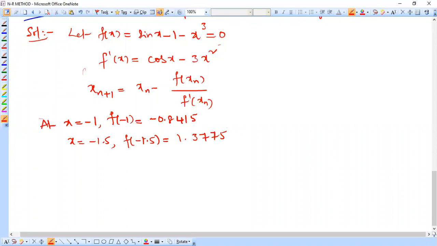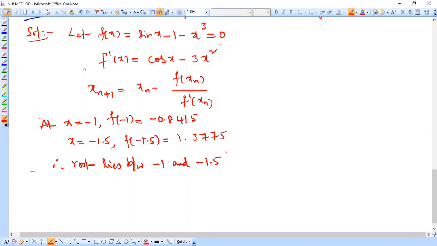That means what we observe is a root lies between minus 1 and minus 1.5. So what will be our initial approximation? You may choose it as minus 1, you may choose it as minus 1.5, you may choose it as minus 1.2, minus 1.3, minus 1.4, anywhere in this particular interval. The best choice of choosing the initial approximation is taking the midpoint of the interval.